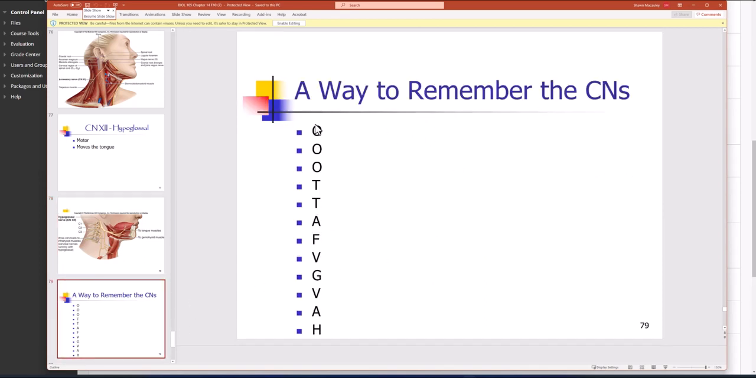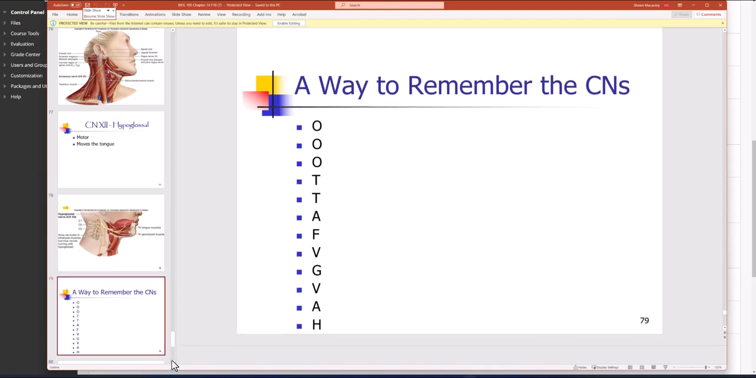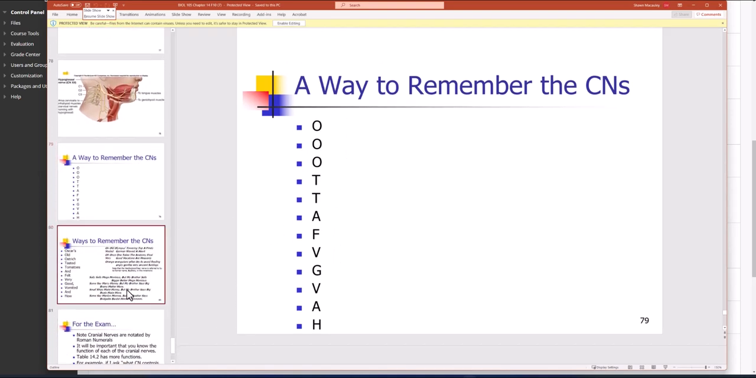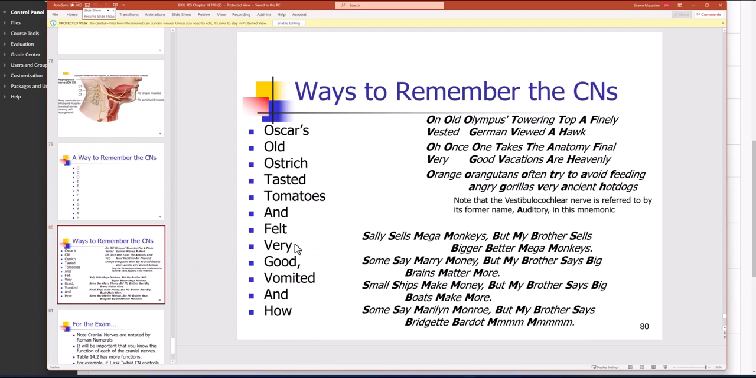To remember the cranial nerves, again, there's that On Old Olympus's towering top, a finely vested German viewed a hawk, or a number of these different mnemonics. And I have a worksheet for you, again, posted. You'll see this as well. There are 2 or 3 of these mnemonics to help you learn the first letter of the cranial nerves.